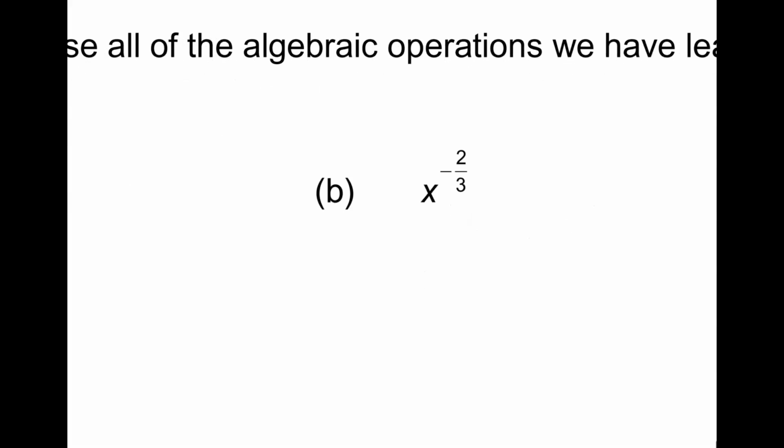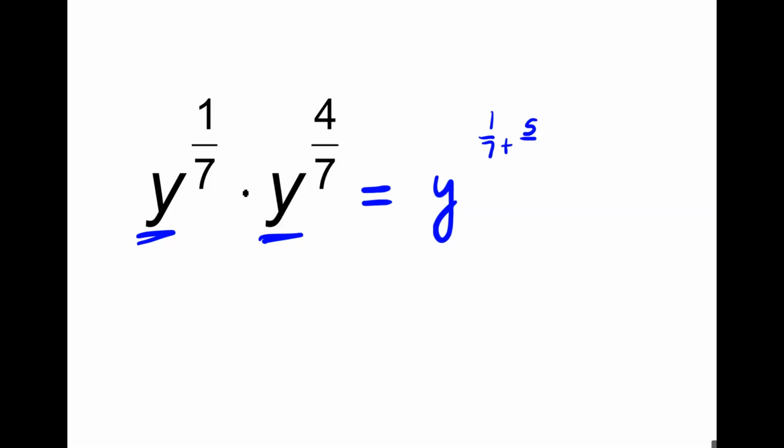So we're going to combine using all the things we know. Oh, look, we're back to chapter 5. I have the same base, a y times a y. What do I need to do with the exponents? Combine them by adding. So I have 1/7 plus 5/7. No, 4/7, I'm sorry, I was giving the answer. So this is just y to the 5/7.